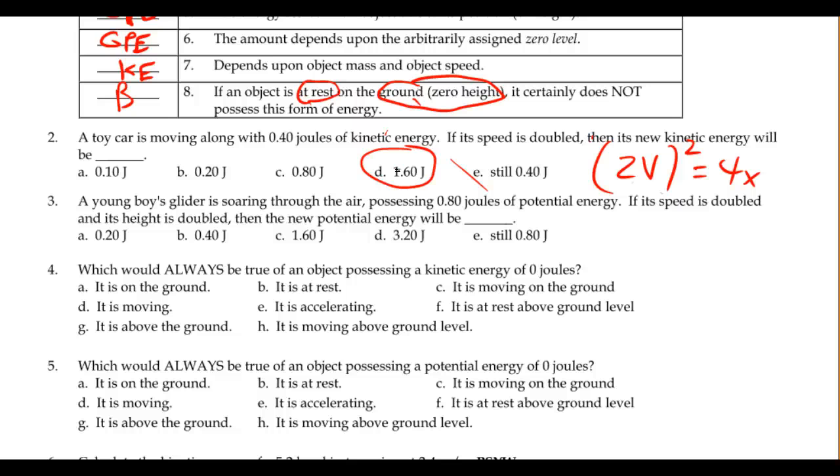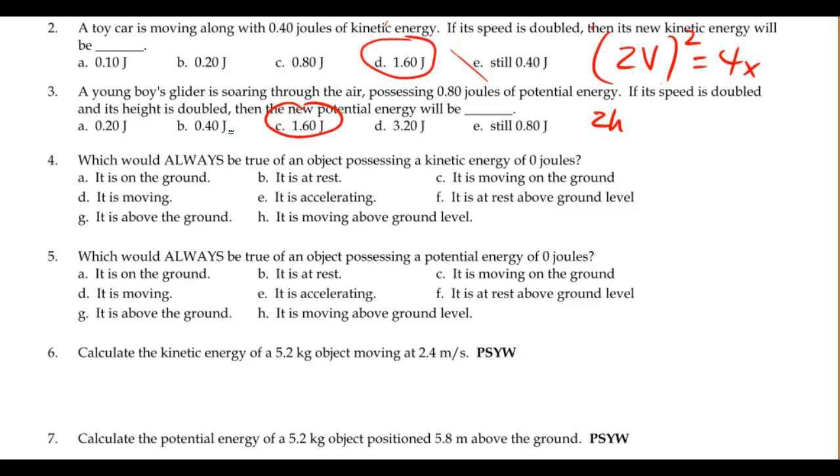Question 3: a young boy's glider is soaring through the air and possesses 0.8 joules of potential energy. If the speed is doubled and the height is doubled, the new potential energy will be 1.6. The speed being doubled has no impact on the potential energy. If we double the height, we don't have to square the height or do anything else with it, so we're going to double the total amount of potential energy.